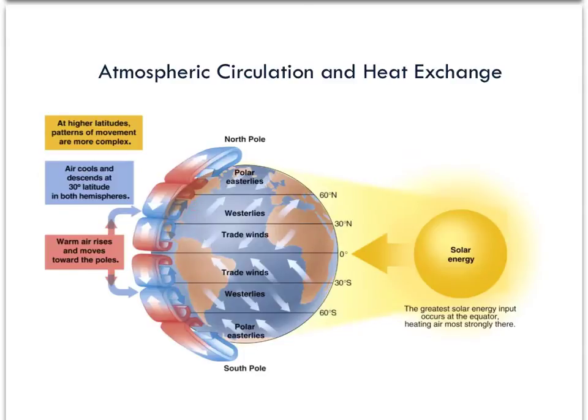It's going to pick up energy from the sun, the Earth's surface. It's going to heat up, and you're going to get this convection, or air rising, at 60 degrees north and 60 degrees south. And then finally at the poles you're going to get this high pressure system as this cold air sinks at the South Pole and at the North Pole.